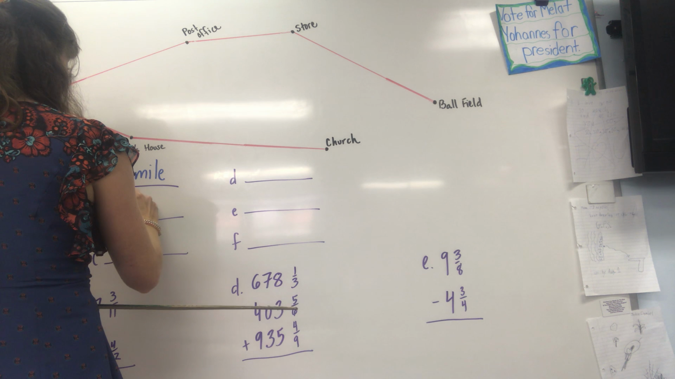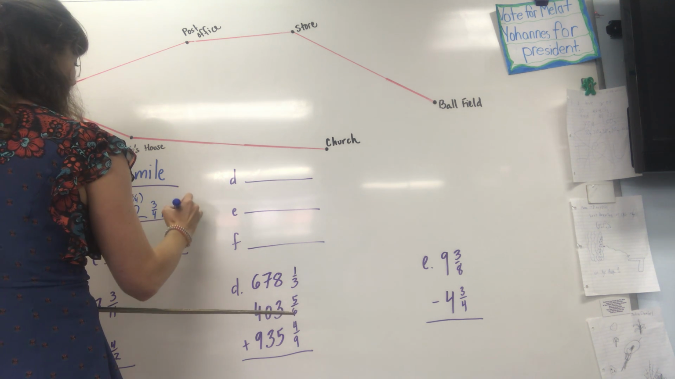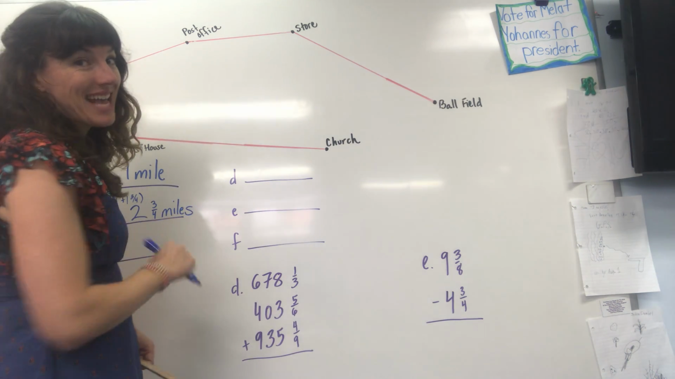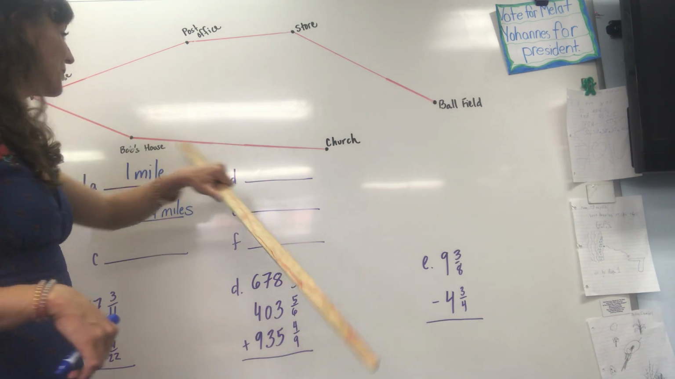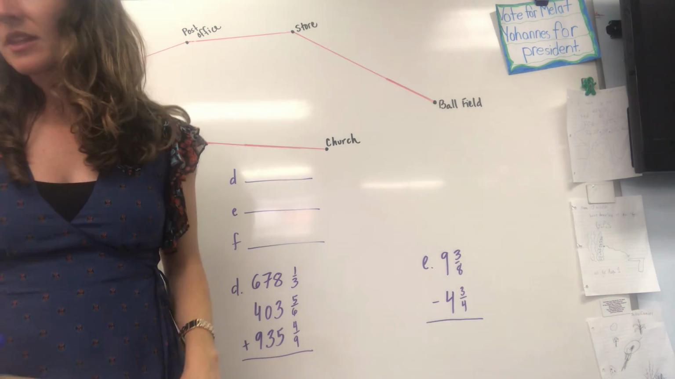Which means 2 3/4 miles. You've got more than 1 now, so you got to put the S on the noun. 2 3/4 miles from Ted's house to church. It's kind of like Miss Caitlin: I live about 2 miles away from the church. Okay.